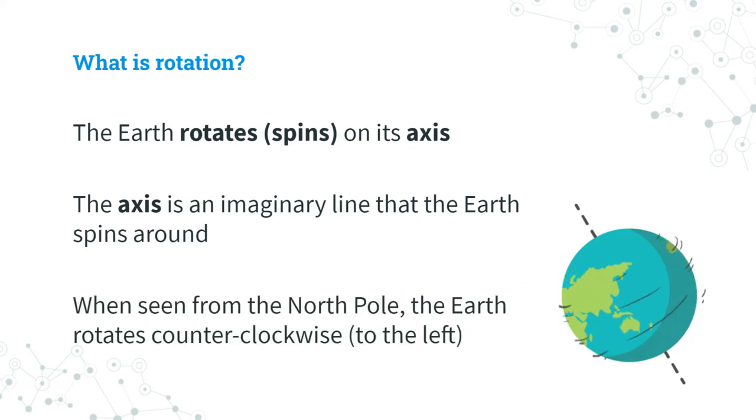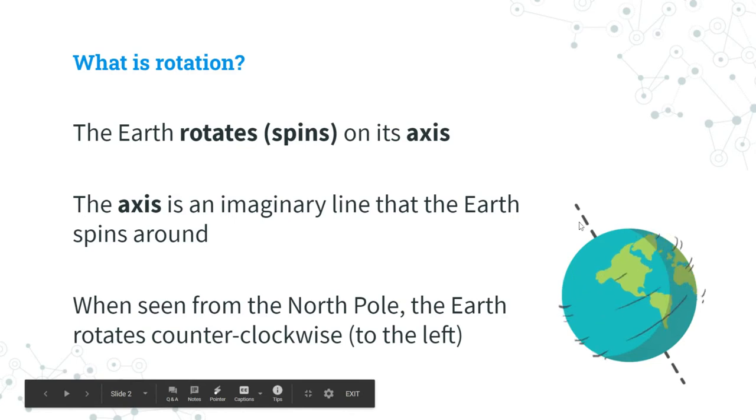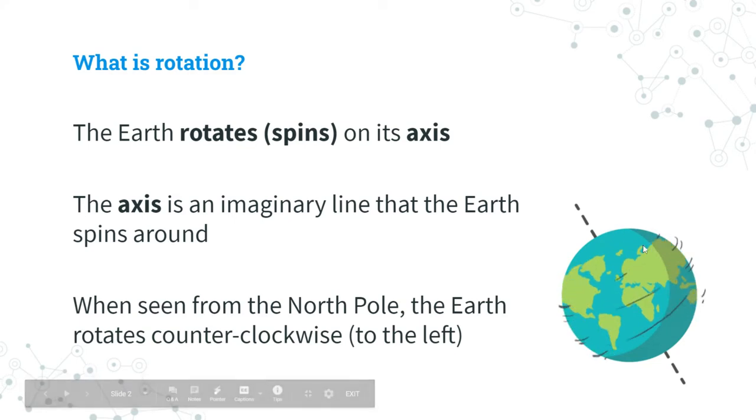If we were to be up in space above the North Pole looking down at Earth, the Earth would be rotating counterclockwise, so it would be going to the left. All right, make sure you pause here and write down anything you need, and also make sure you add a drawing, including something with arrows showing rotating around an axis.